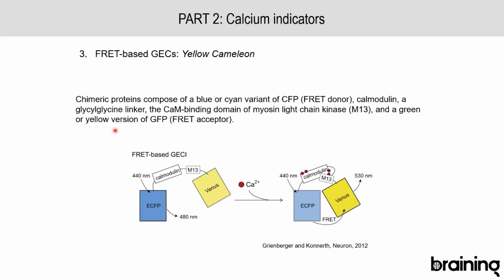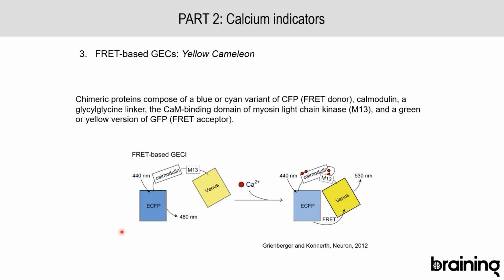So how do the FRET-based GECIs work? The yellow chameleon is a chimeric protein composed of a blue or cyan variant of the GFP, the CFP, which is the FRET donor. Then we have calmodulin, a glycyl-glycine linker, and then the binding domain of myosin light chain kinase, the M13, and then a green or yellow version of the GFP.